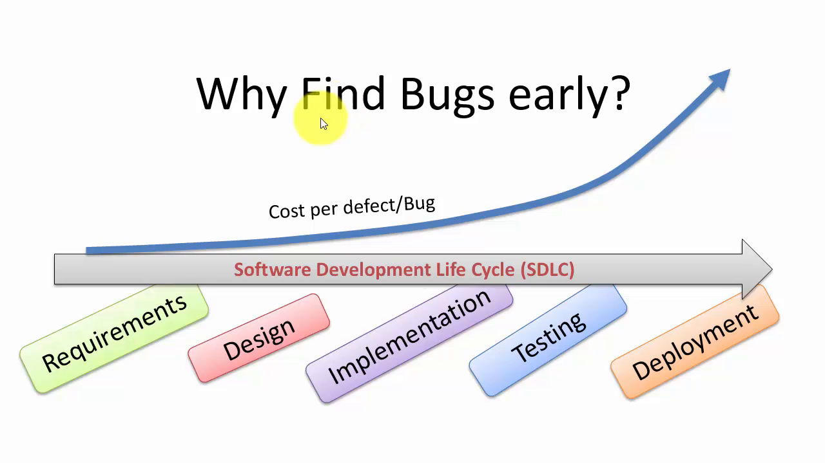So why is it important to find bugs early in the development life cycle? Here you see the different phases: requirements, design, implementation, testing, and deployment. The earlier we find bugs in the software development lifecycle, the easier it is to fix them, and it costs less money. When we are almost finished developing the system, and then we find important bugs, then they cost lots of money to fix.